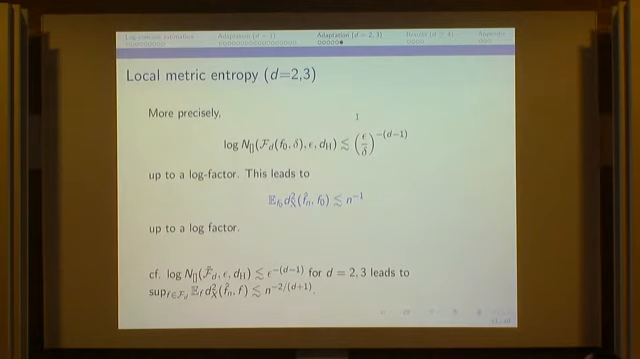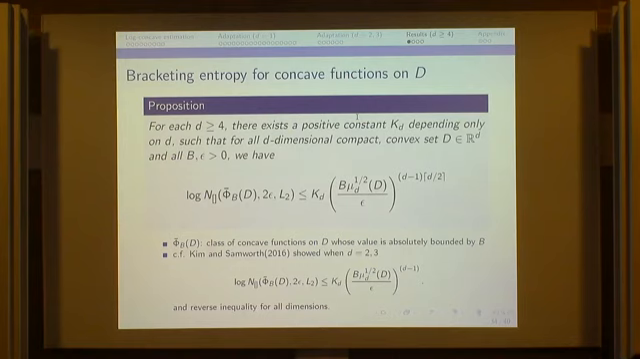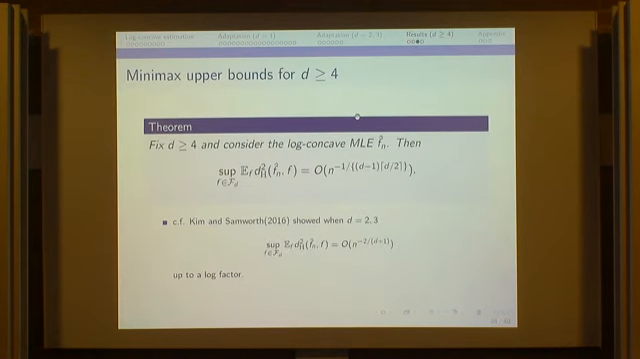Other than this, we also obtained some more results when the dimension is greater than or equal to 4. I think I only have about 4 minutes, so I'll skip most of it and just talk about conclusions. We believe that when the dimension is greater than or equal to 4, we can get the supremum risk as n to the minus 1 over d minus 1 times the ceiling of d over 2. This is quite complicated.